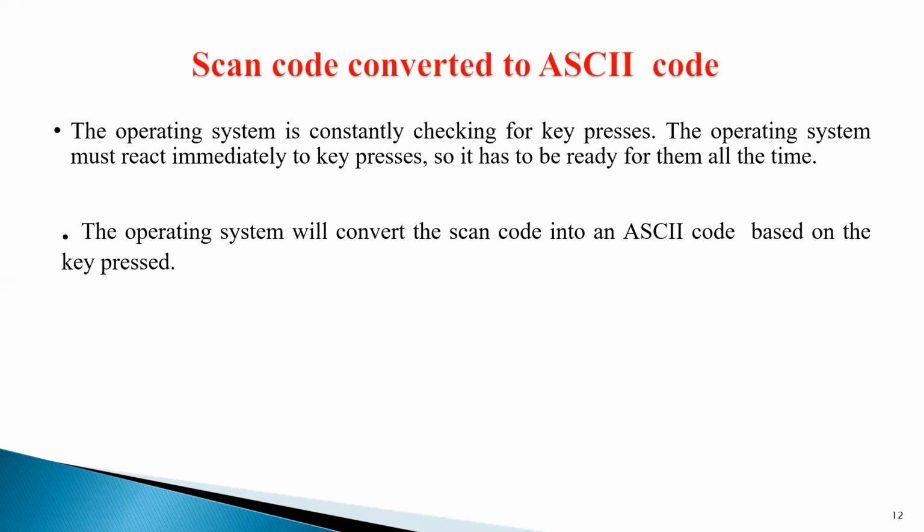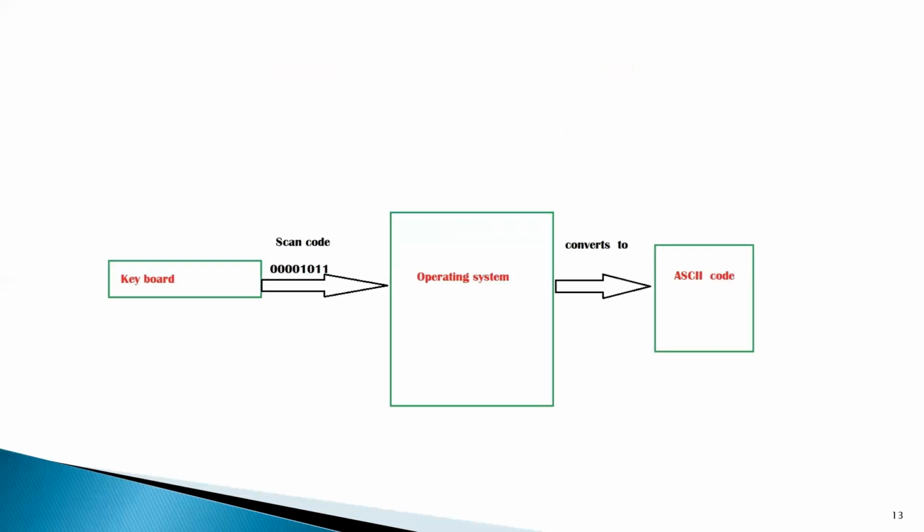All scan codes will be converted to ASCII code by the underlying operating system. The operating system is constantly checking for key presses. The operating system must react immediately to key presses, so it has to be ready for them all the time. The operating system will convert the scan code to ASCII code based on the key pressed. Let's see the diagram. The keyboard sends the scan code to the operating system, and the operating system converts the scan code into the ASCII code.